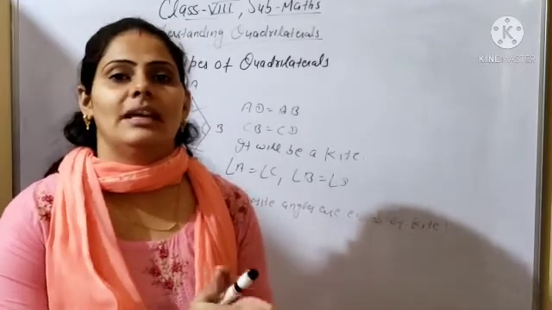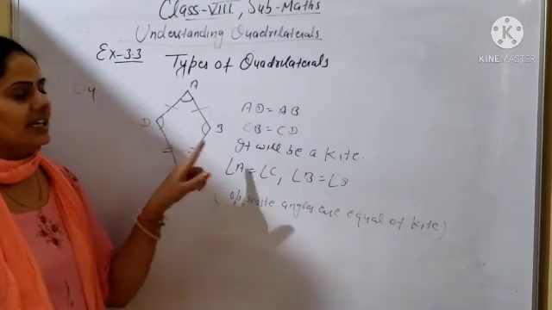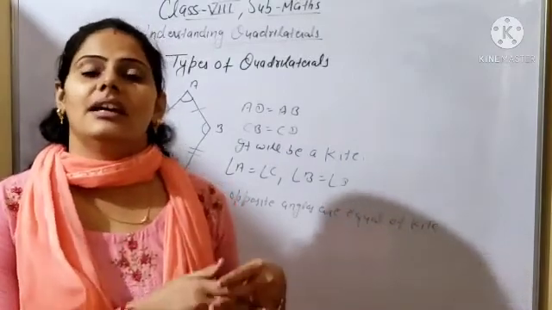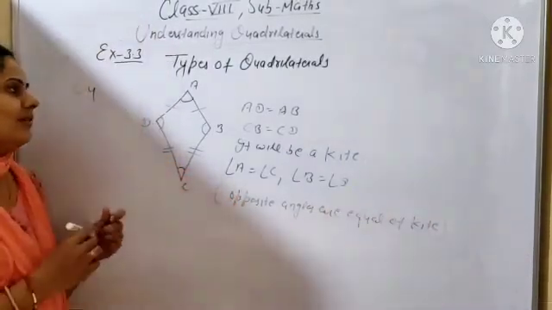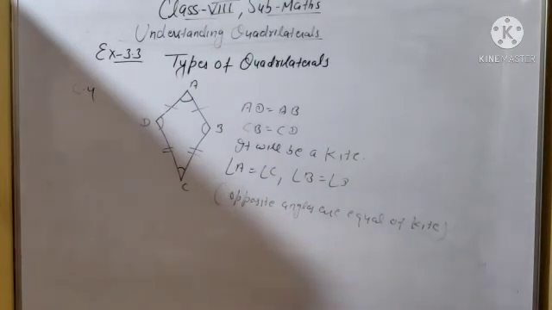This one will be a kite, where pairs of adjacent sides are equal and opposite angles are equal. So you can say this is the example of a kite. Question number 4 is an example of a kite. Here opposite angles will be equal but opposite sides are not equal. So this is not a parallelogram; it is a quadrilateral where opposite angles are equal. So this will be the example of a kite. Is it clear to all of you?